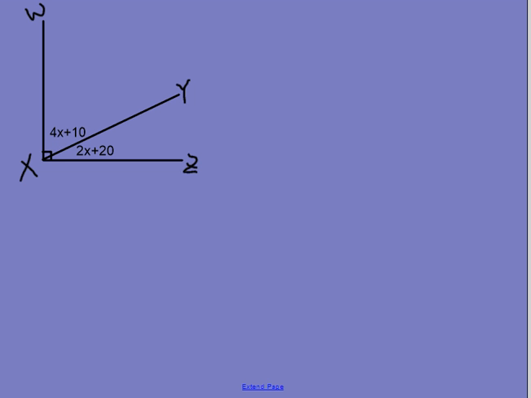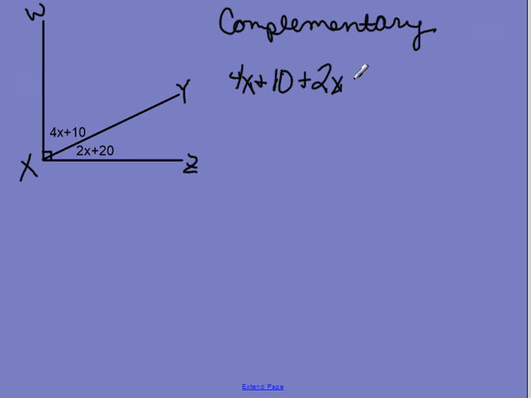Step 1, remember, is to determine the angle relationship that you have. And in this case, we have a right angle here. WXZ is a right angle, which means it's 90 degrees. So these two angles are complementary. Next step is to use that angle relationship to write an equation. So with complementary angles, you take these two angles and they add together to equal 90. So I can take my 4x plus 10, add that to 2x plus 20, and it should equal 90 degrees.